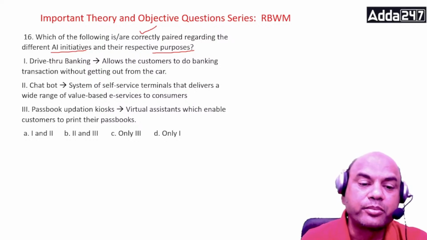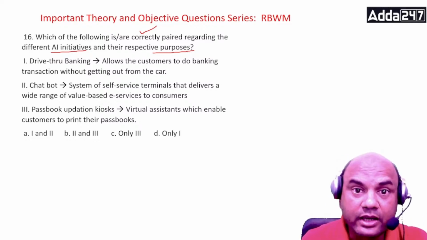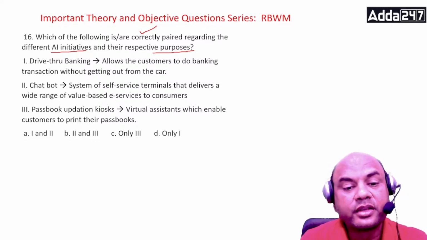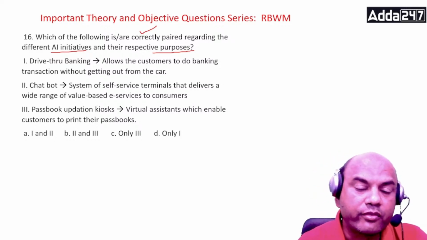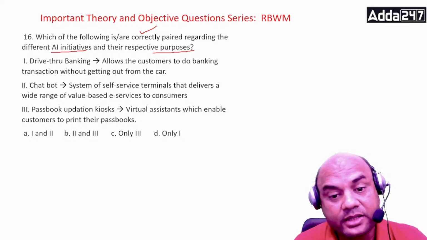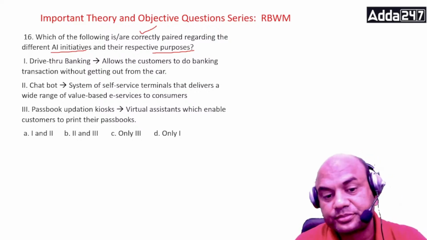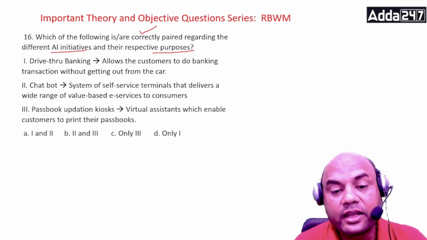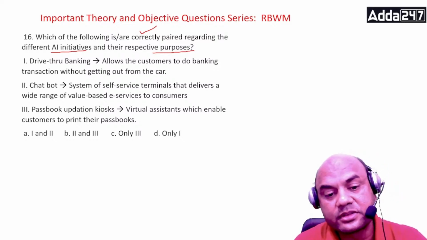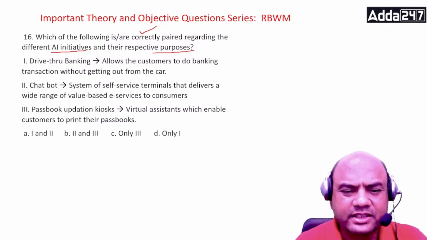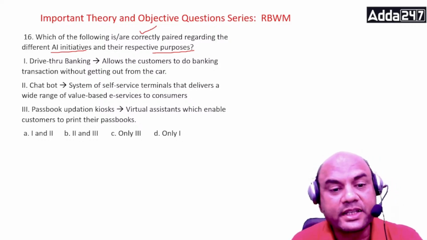Voice AI is a system being developed to replace human beings in banking. So voice AI, voice artificial intelligence. Bank stations are a system of self-service terminals that deliver a wide range of value-based services. Up till now we have had bank branches. Now the concept coming up is bank stations. This bank station is a part of AI. It provides a wide range of e-services to consumers, like bill payment and government payments, etc. So that is bank stations.